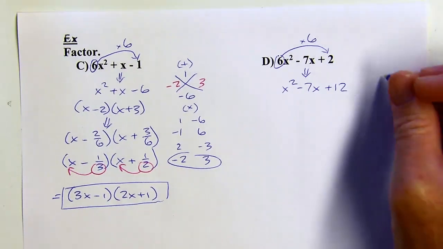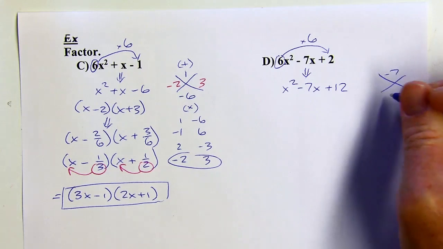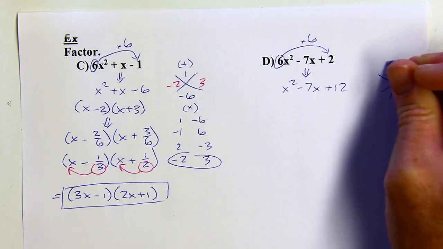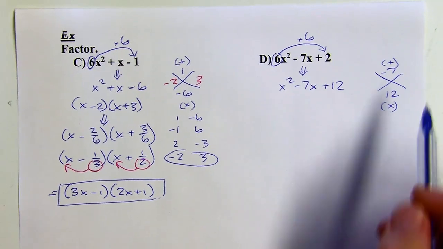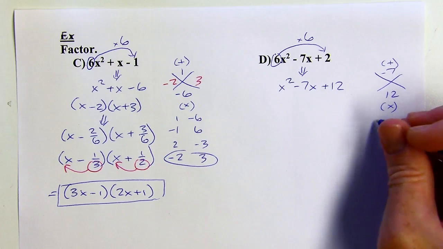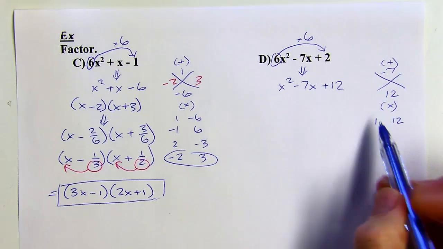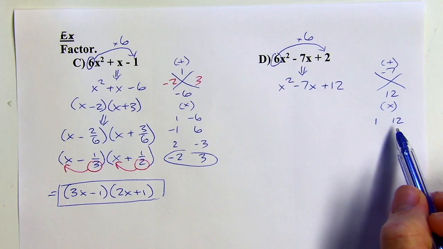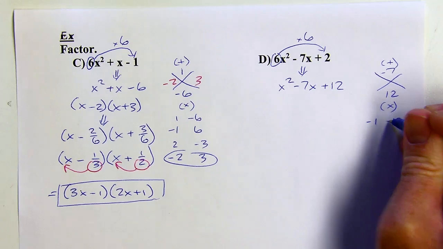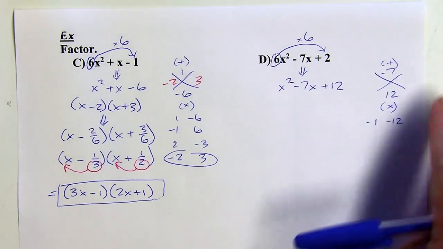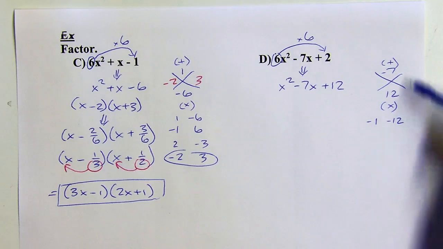Okay, let's set up a diamond problem for this. Got a negative 7 there and a 12 there. So I'm looking for two numbers that add to negative 7. Same two numbers multiply to 12. Okay, so let's start thinking about that. Well, anytime you're going to use two positive numbers, it's going to add up to something positive. So I'm only going to check double negatives. Okay, so those would multiply to positive 12, but unfortunately they don't add to negative 7.